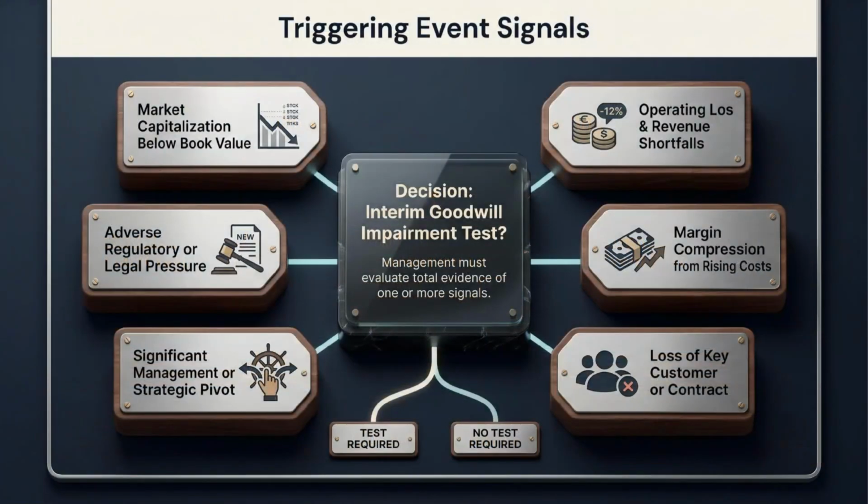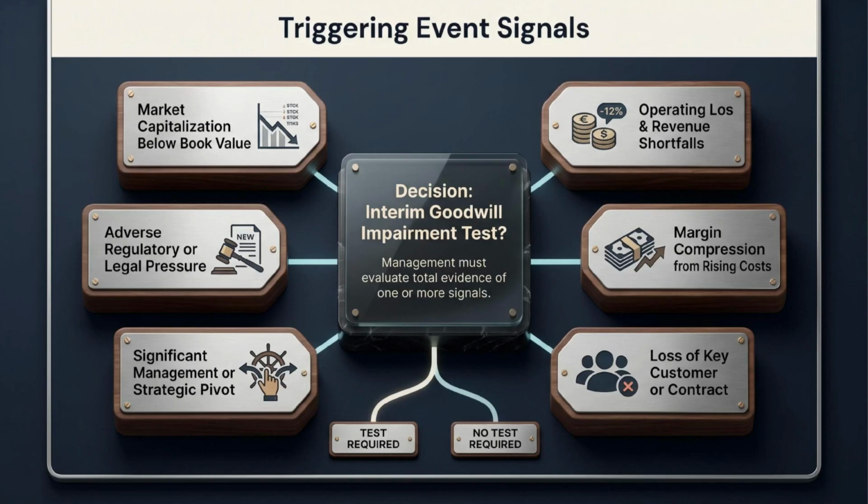Triggering events are business facts that may force accounting action. A sharp market decline, a drop in revenue or margins, higher costs, the loss of a major customer, a strategic change, leadership changes, litigation, or regulatory pressure may all indicate that goodwill needs to be tested before the next annual date.